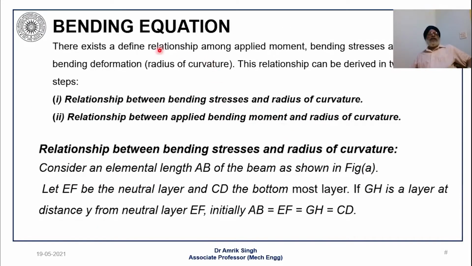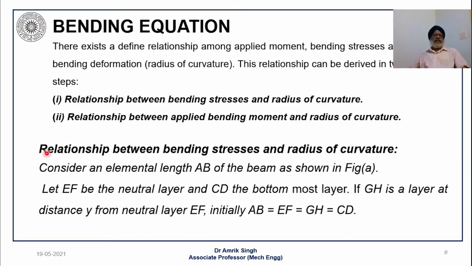So in order to derive the bending equation, we will consider these two conditions. There exists a relationship among the applied moment, bending stress, and the bending deformation. This relationship can be developed by having two conditions. One is that we will try to develop a relationship between the bending stress and the radius of curvature. In the second instance, we will try to develop a relationship between the applied bending moment and the radius of curvature. So let us go one by one.